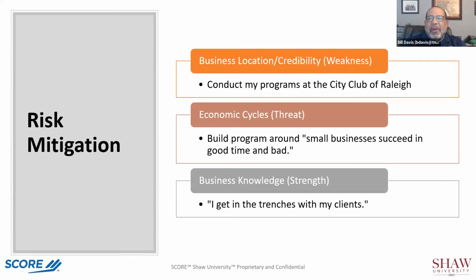Now, the City Club of Raleigh is a business club. It's considered prestigious. When a member walks into that club, the entire staff refers to them by name. So there was a lot of implied credibility by utilizing that location. And it also gave me a place to do my business. So by developing that strategy of conducting my business out of the City Club of Raleigh, it mitigated the risk that I had of not having a business location and not having credibility.